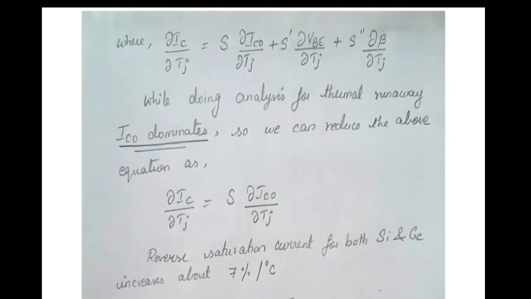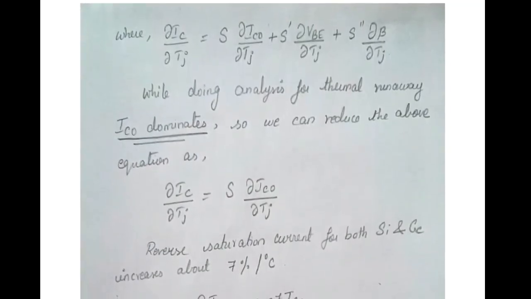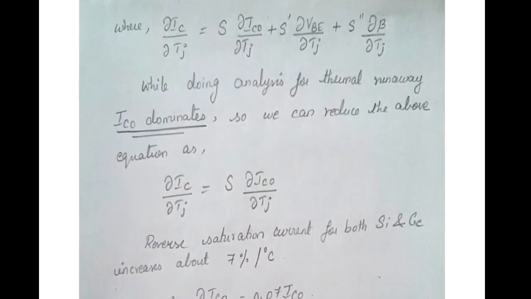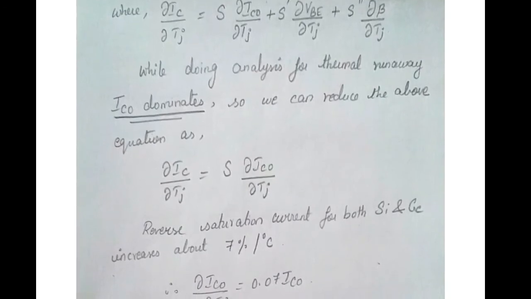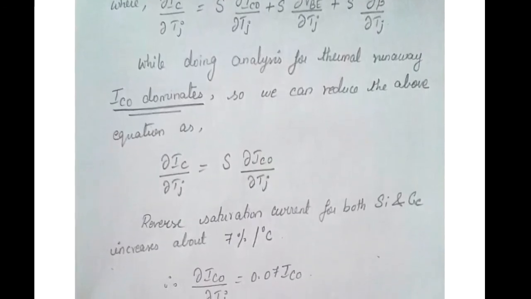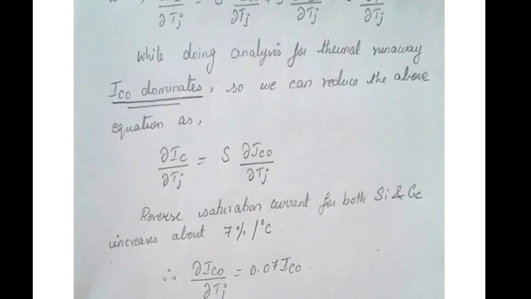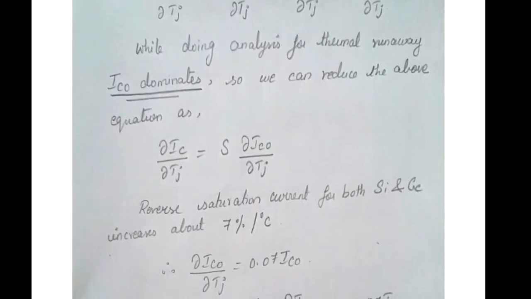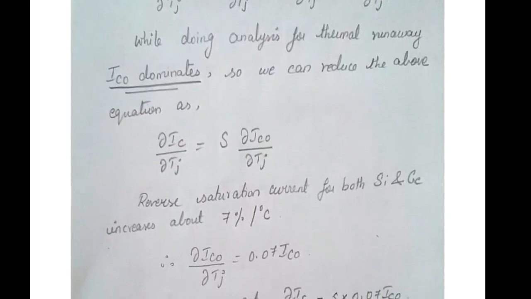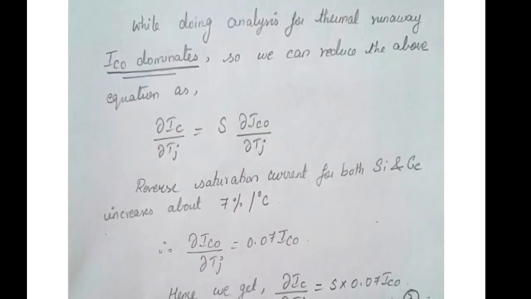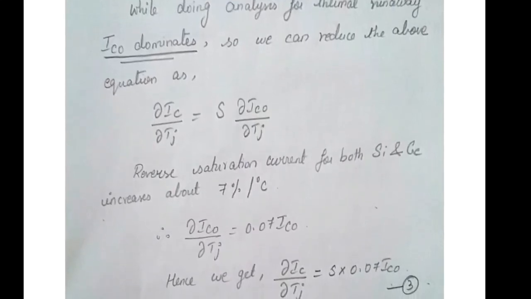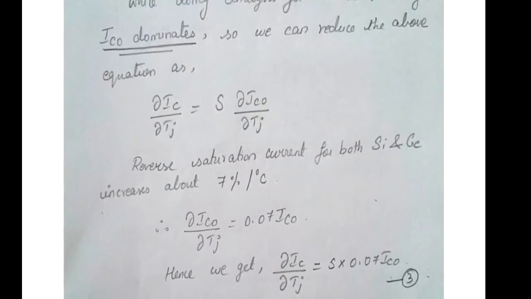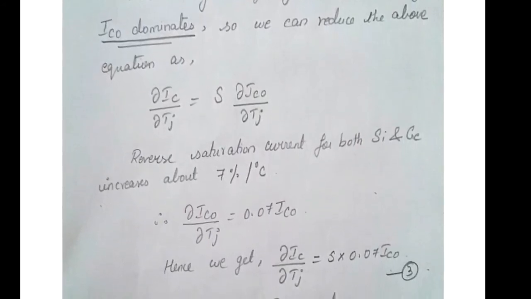We must also note that dou IC by dou Tj is equal to S into dou IC naught by dou Tj plus S dash dou VBE by dou Tj plus S double dash dou beta by dou Tj. While doing the analysis for thermal runaway, IC naught dominates. So we can reduce the above equation to dou IC by dou Tj is equal to S into dou IC naught by dou Tj, because the VBE and beta terms will be negligible. Since IC naught is the dominating current, we get this equation.